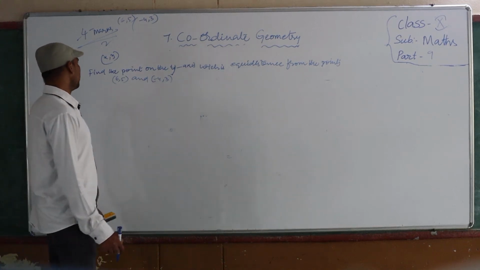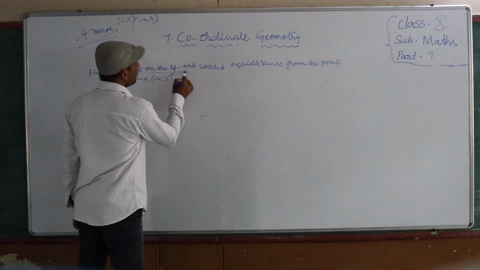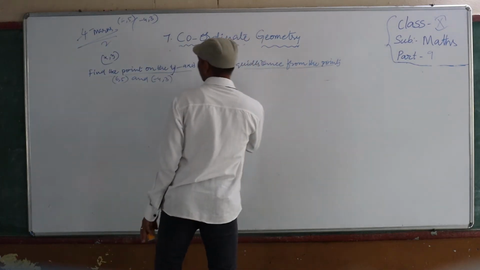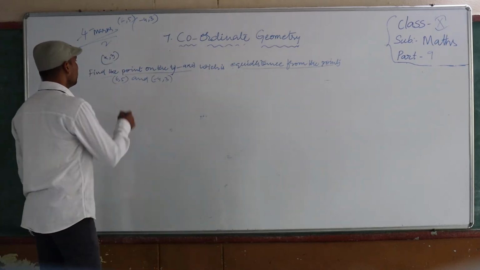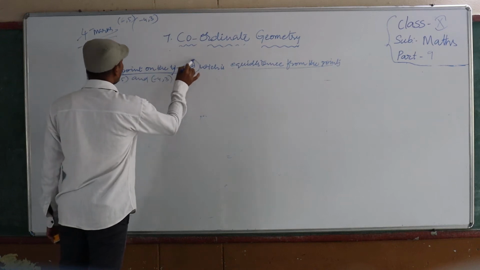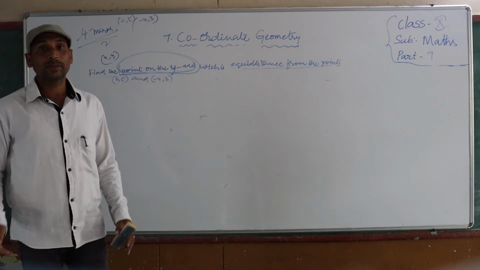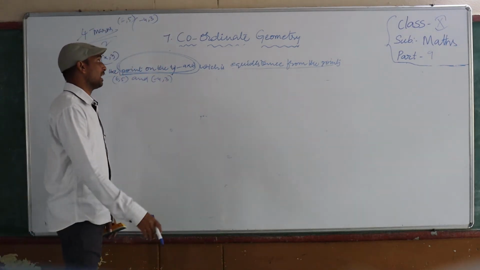Okay, children. So next type question. Find the point on the y-axis which is equidistant from the points (6, 5) and (-4, 3). See, the point which is on the y-axis. Already I told you about the points on the y-axis, for example, in the previous classes.